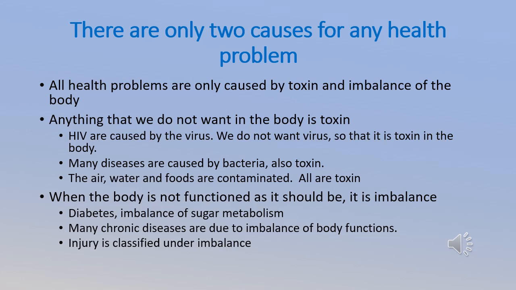Okay, and many diseases are caused by bacteria. We don't want bacteria inside the body. It is also toxin. Okay, and many problems nowadays are also caused by the contamination of the oil, air, water, and foods. All these are toxins, and they cause a lot of problems in the body. And the second cause is imbalance. Many people ask about diabetes. Diabetes is an imbalance of the sugar metabolism inside the body. Then hypertension is also an imbalance of the circulation. Okay, so many chronic diseases are due to imbalance of body function.